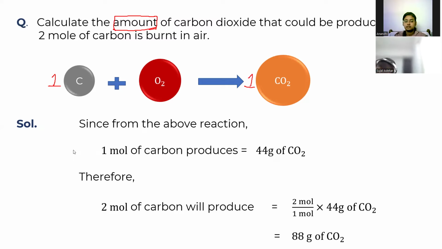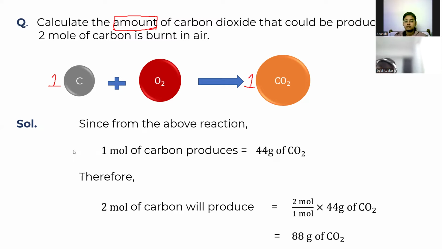So step number 1: first of all, you need to take the balanced chemical equation. Step number 2 is calculate the moles. You know how to calculate the moles, right? What is the formula to find out the number of moles? Yeah, the given mass divided by molar mass. So using this formula, you are going to calculate the number of moles. That is step number 2.